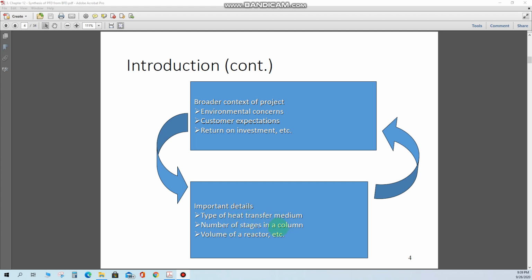Then the number of stages in the column, so it reflects the purification part here. So customer expectations, for example, you want to have some benzene with some specific purification. So we have to see how many stages in the column are required to achieve that particular purity of the product. And then we have to consider what the volume of the reactor is.